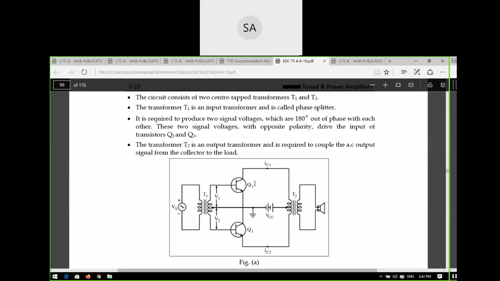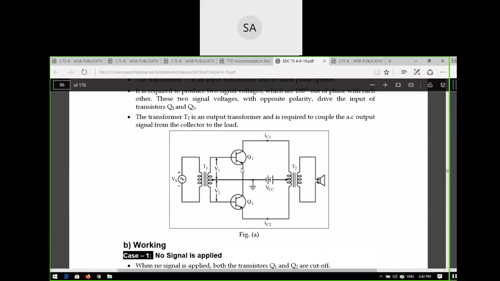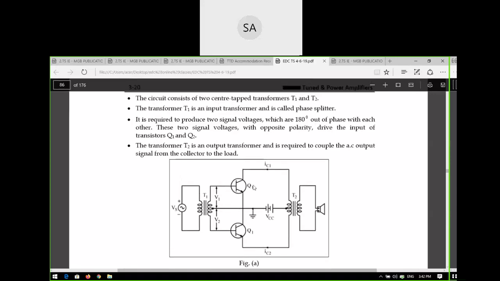Class B push-pull power amplifier. Why is it called a push-pull power amplifier? Because when Q1 produces the positive cycle, Q2 will generate the negative cycle. So one is positive, the other is negative, so they are opposite in polarity. That is the reason it is a push-pull power amplifier. One is pushing, the other is pulling. That means one is going through the positive cycle, the second one is going through the negative cycle. They are 180 degrees opposite in nature. So that is the reason they are called a push-pull power amplifier.